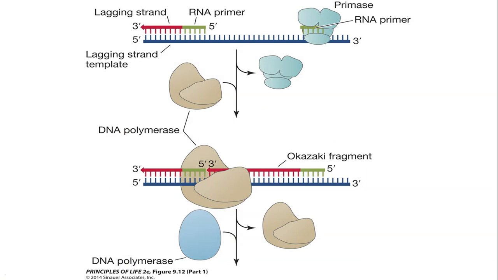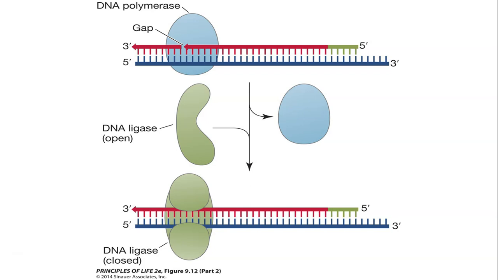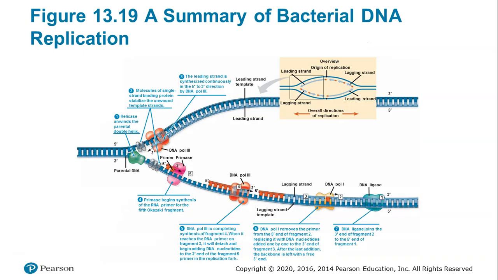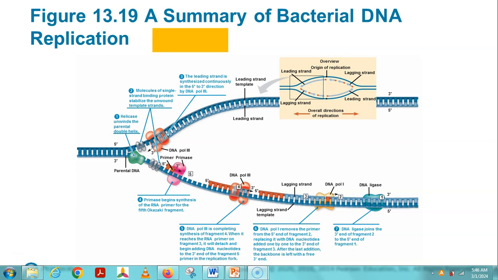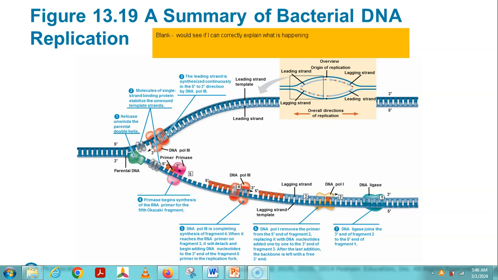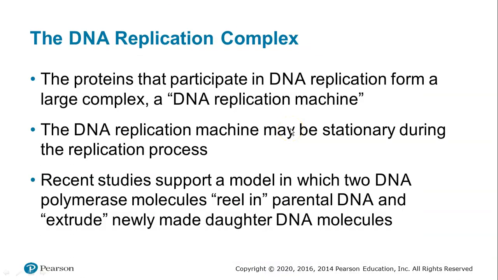And then here is just another picture of the process. Ligase joining it together. And then just another picture for you to kind of look at and study. If you can look at this picture, let me show you something that I would do. I would look at a picture like this, but I would take out all the words. I would look at it blank, and then I would see if I can correctly explain what is happening. That would be helpful. If you can take out all the words and just have the images, which I'm sure you can find by looking up blank pictures online, and you can do that, then you really know what you're talking about. Okay. So the proteins that participate in DNA replication form a large complex, a replicating machine.